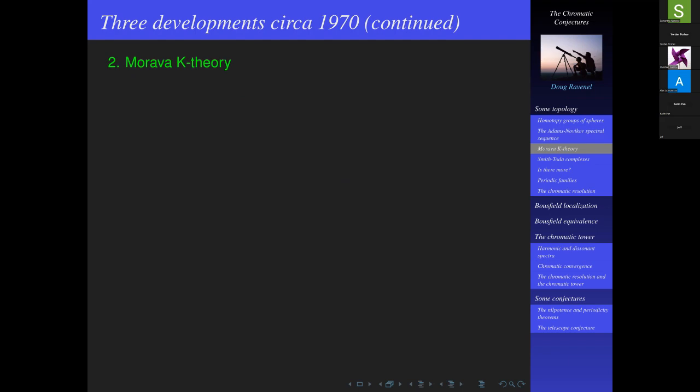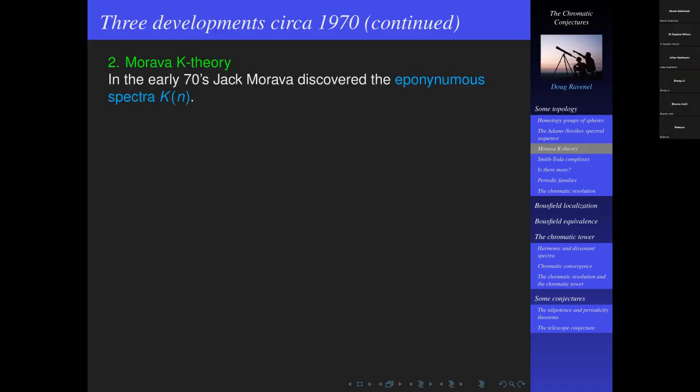Now, the next thing I want to talk about from the early 70s is Morava K-theory. In the early 70s, Jack Morava discovered these spectra that are denoted by K(n) and are referred to as Morava K-theories. They are closely related to the Brown-Peterson spectrum BP.